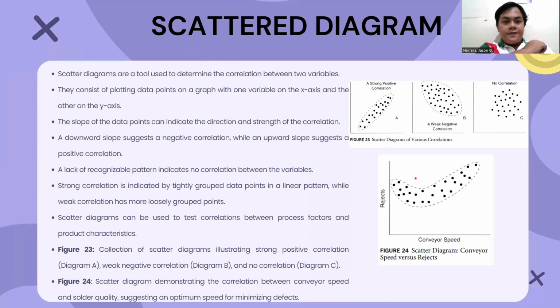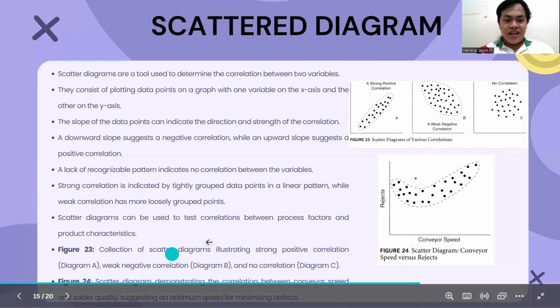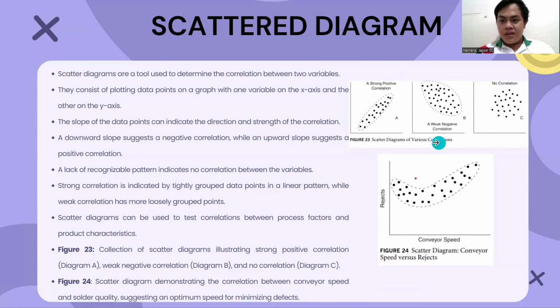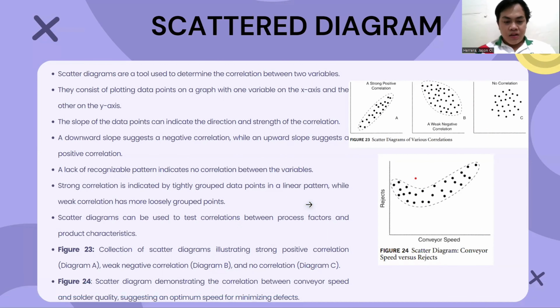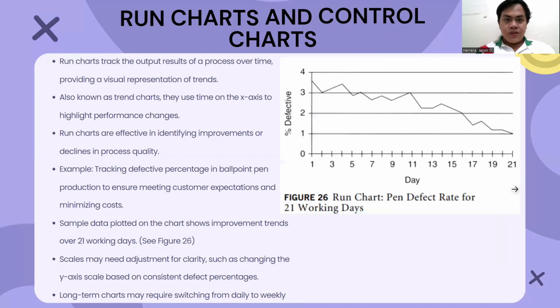Okay. Next is the scatter diagram. Scatter diagrams are tools used to determine the correlation between two variables. As you can see here in figure 23, this is the form of a scatter diagram. Here you see A is a strong positive correlation, B is a weak negative correlation, and C is no correlation. And in figure 14, the scatter diagram demonstrates the correlation between conveyor speed and solder quality, suggesting the optimal speed for minimum defects here.